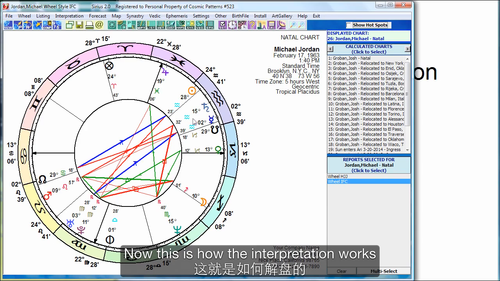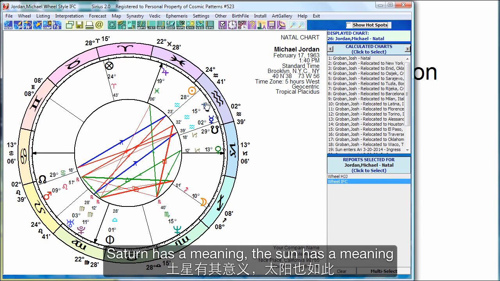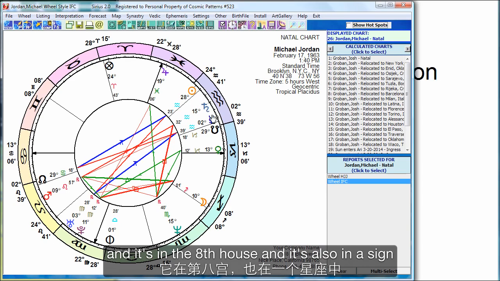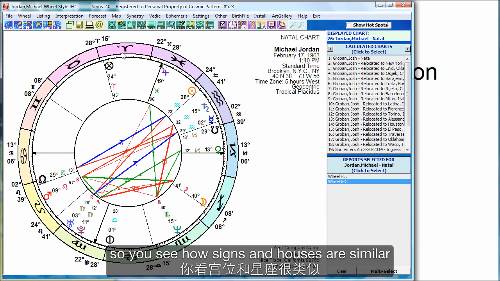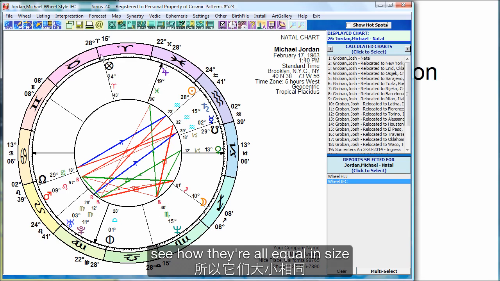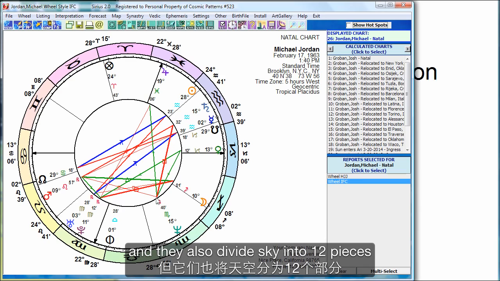Now this is how the interpretation works. Saturn has a meaning. The sun has a meaning. Saturn influences a certain part of your life. And it's in the 8th house, and it's also in a sign. So you see how signs and houses are similar. You take the sky, and the signs divide the sky into 12 equal pieces of 30 degrees. See how they're all equal in size? The houses are not equal in size, and they also divide the sky into 12 pieces.